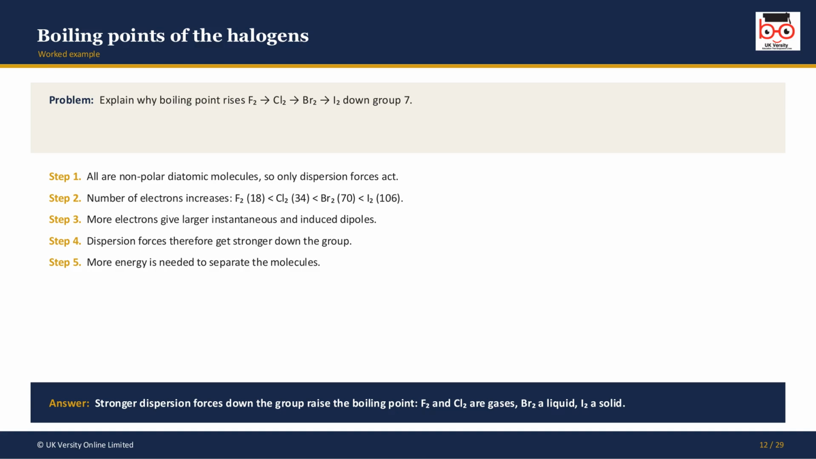Let's work through the halogens. Why does the boiling point rise from fluorine to chlorine to bromine to iodine down group 7? All four are nonpolar diatomic molecules, so only dispersion forces act between them. But the number of electrons climbs steadily. Fluorine has 18, chlorine 34, bromine 70, and iodine 106. More electrons give larger instantaneous and induced dipoles. So the dispersion forces get stronger down the group, and more energy is needed to separate the molecules. That's why fluorine and chlorine are gases, bromine a liquid, and iodine a solid.